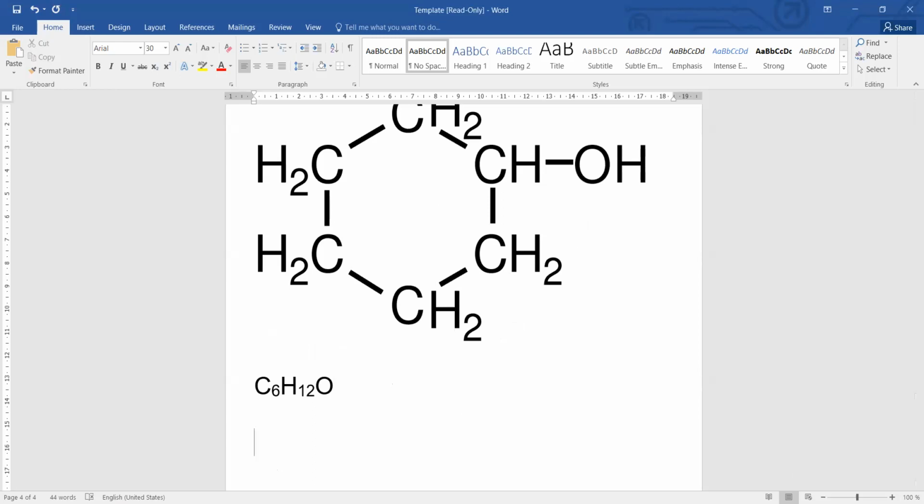Correct, because we don't have to learn the correct order. We just have to be able to list the number of each element in the compound.